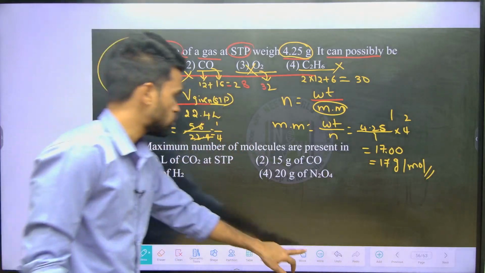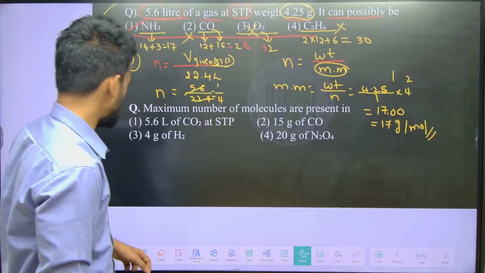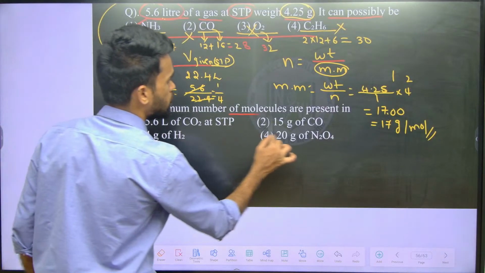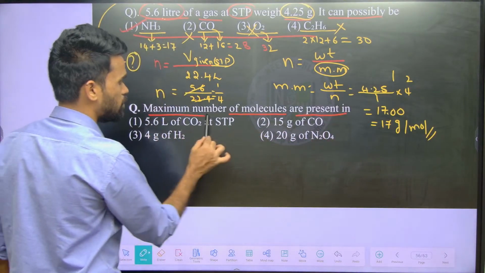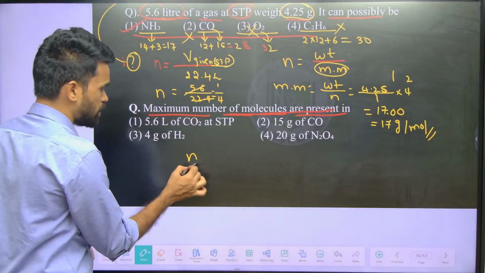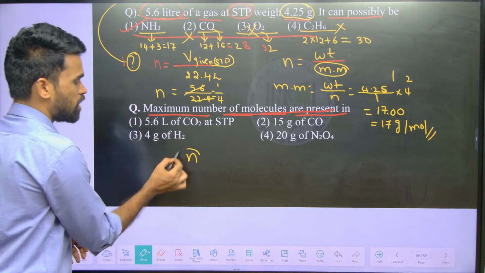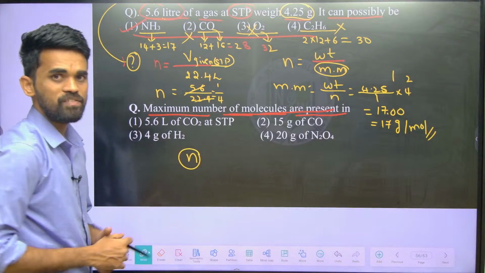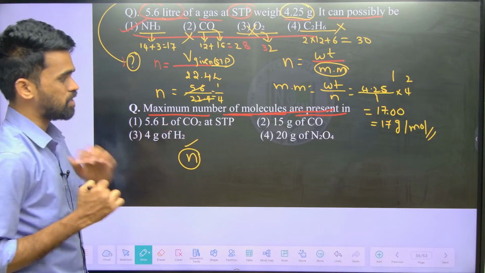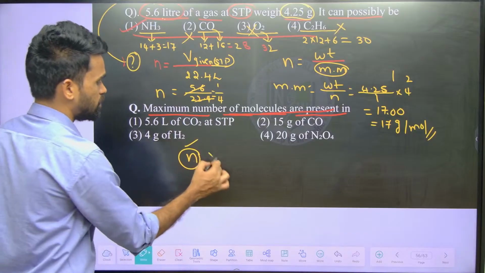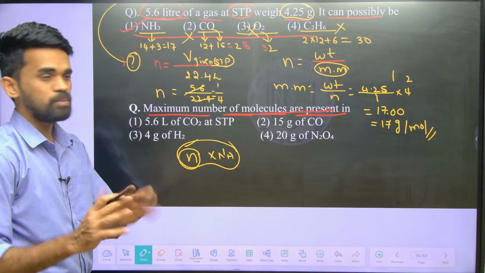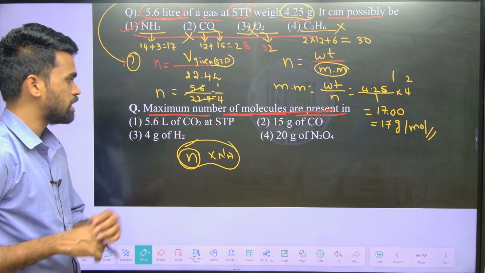Yeah, so these models are important. Now the next one, what they are asking: maximum number of molecules present in. First of all, find the number of moles. The more the number of moles, the more number of particles that gas will definitely have. So first find the number of moles from the given substances and multiply with Avogadro number. Whichever is the greater number will be your answer. You just try it and tell me your answer.